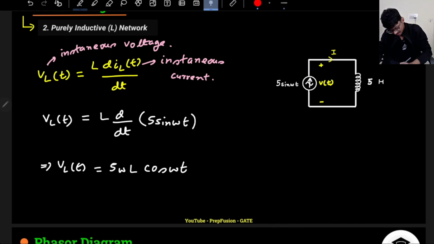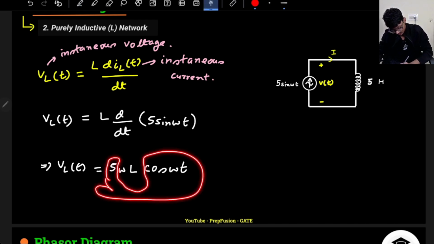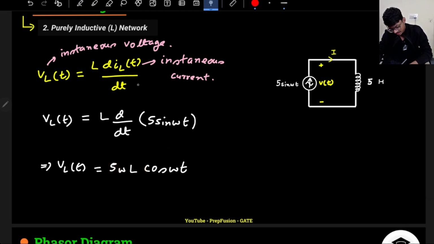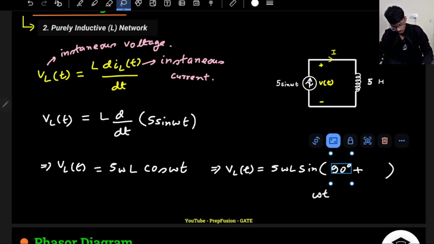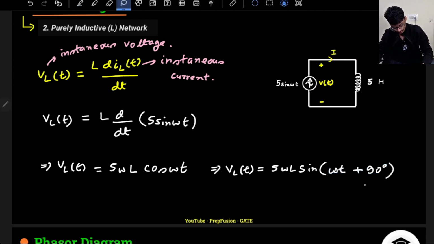So what you notice is that this 5 cos of omega t is what? Is it the current? Not current, sorry, this is not current. Current is 5 sin of omega t. So let me write it in terms of current. If I want to write this in terms of current, VL(t) will be equal to 5 omega L sin(omega t plus 90), correct? This was the relationship that I have told you previously as well. So cos omega t can be written as sin(omega t plus 90).